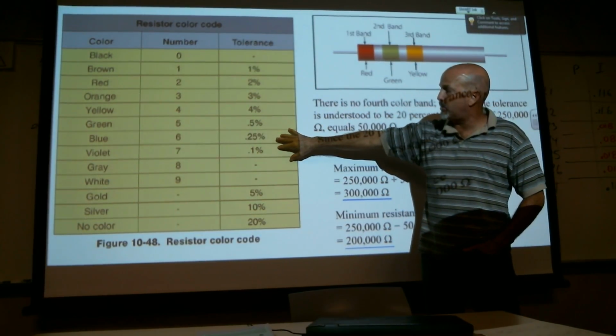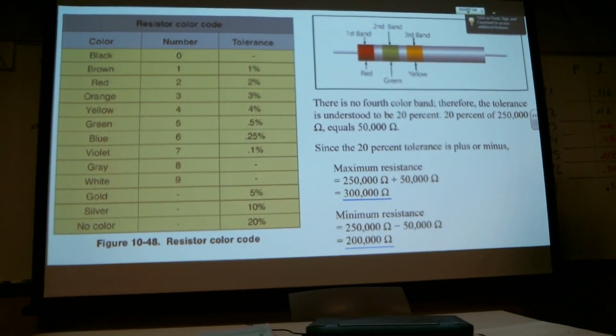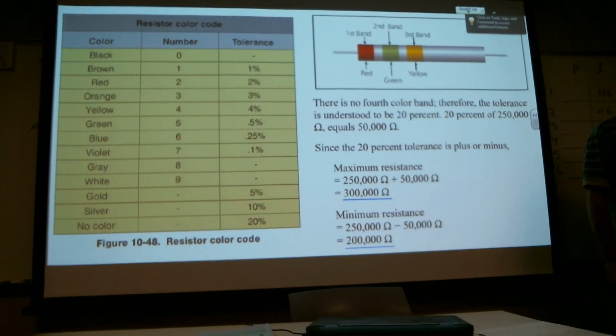But if you notice, there's a couple that aren't a straight number. That's 1, 2, 3, 4, 5, 6. And I think the book is wrong.